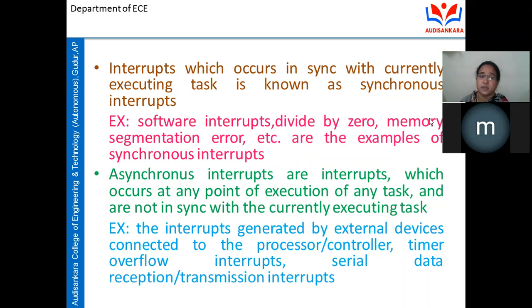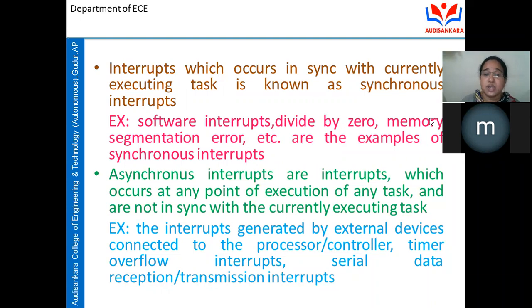Asynchronous interrupts are the interrupts which occur at any point during the execution of any task. It is not predictable, not expectable, right? Unexpected failures or unexpected errors may occur sometimes during the execution of the task, and they are not synchronous with the execution of the task. Those are called asynchronous interrupts. These interrupts occur at any point of execution, which is not predictable and not expectable, at any time, right?